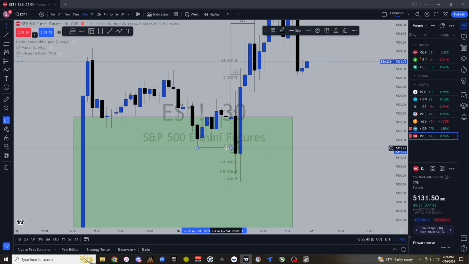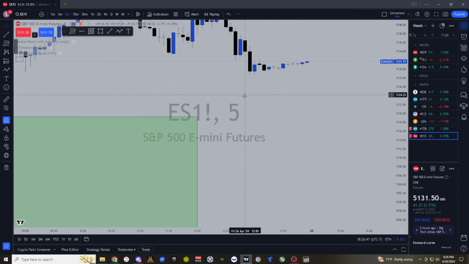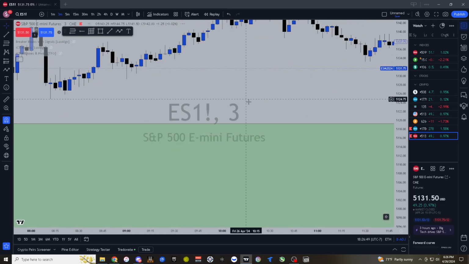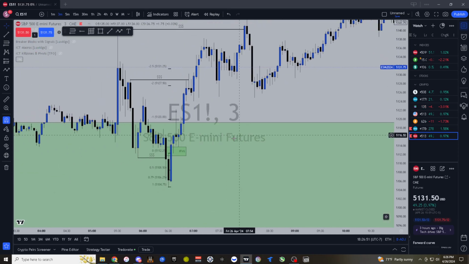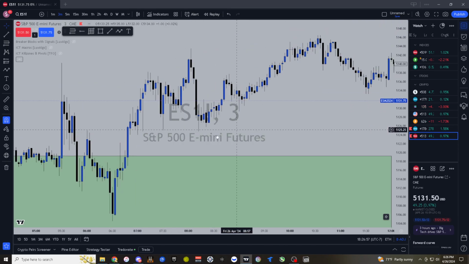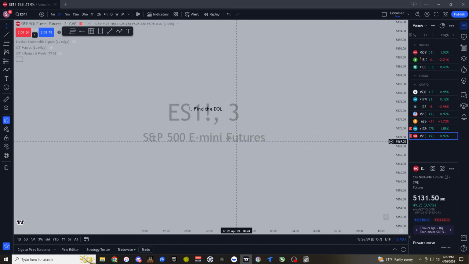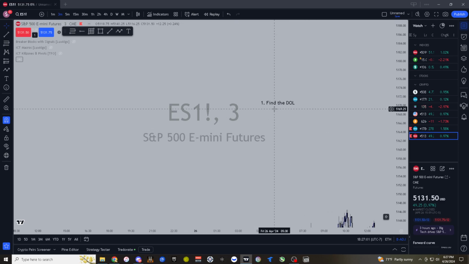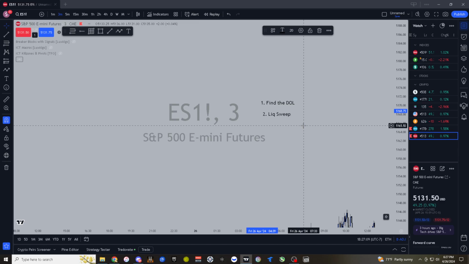This got swept. Okay, what am I waiting for? Another internal sweep. That brings me to my next point, the next part of the strategy. So first you have this one: find the draw on liquidity. And then what's next? After you find that, what's number 2? A liquidity sweep. Look for a liquidity sweep.